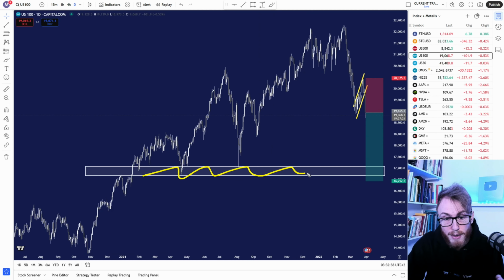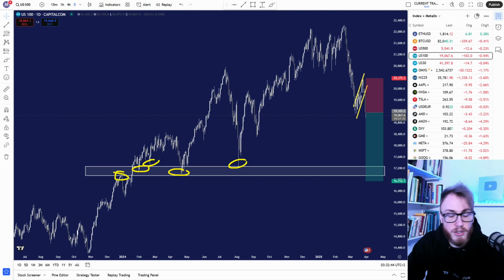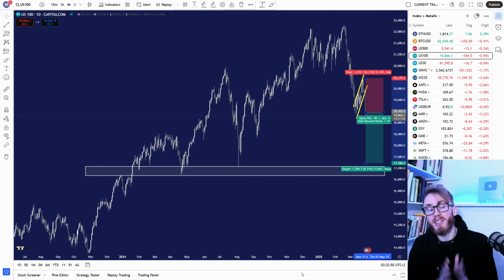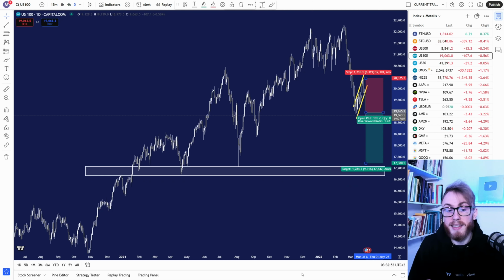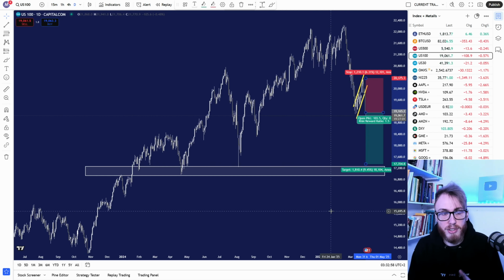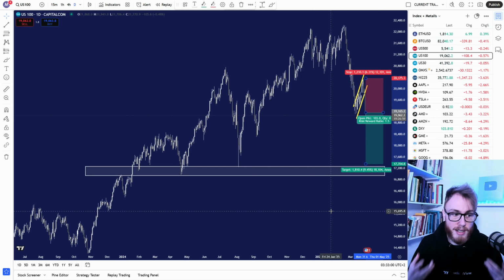But if you look here, you can see we look back, we can see that this sort of area right here has been very significant. It acted as resistance, support, support, support. So in this case, I would actually set the target above this area because it is likely that we will see demand coming in. So you can, for example, adjust the risk to reward here to a 1.5 risk to reward. That is yet another common method.